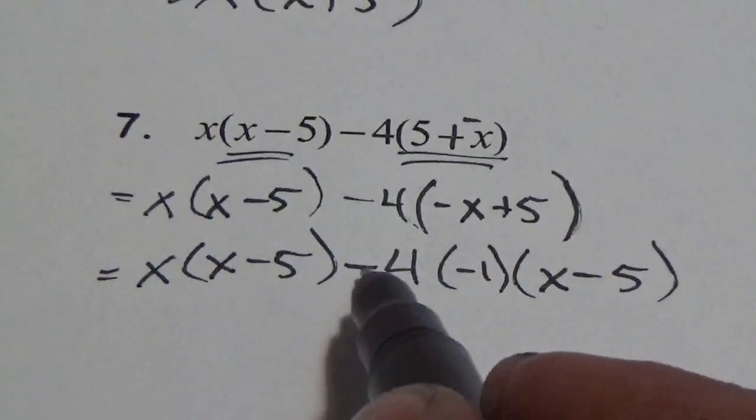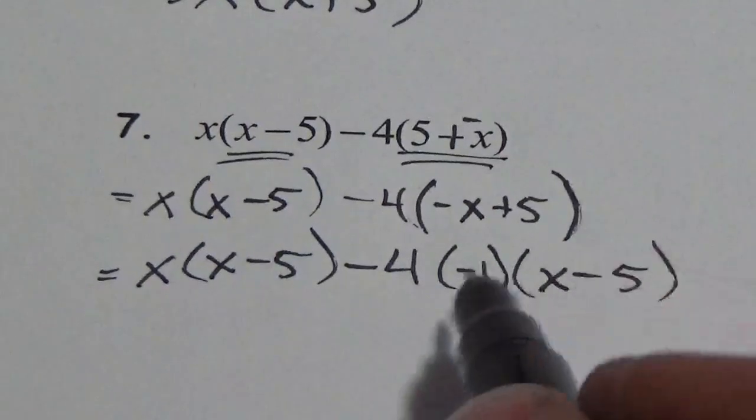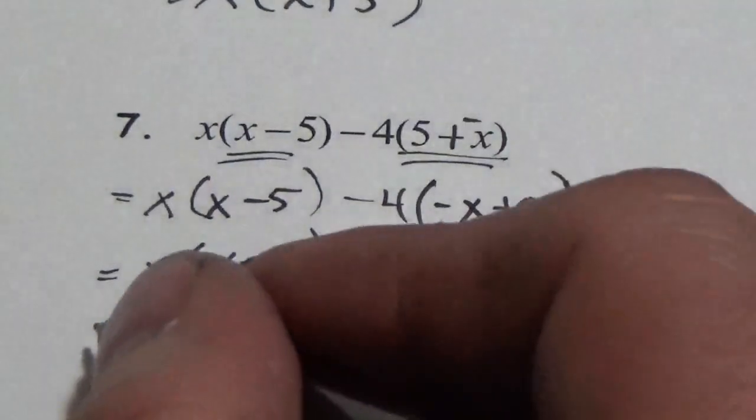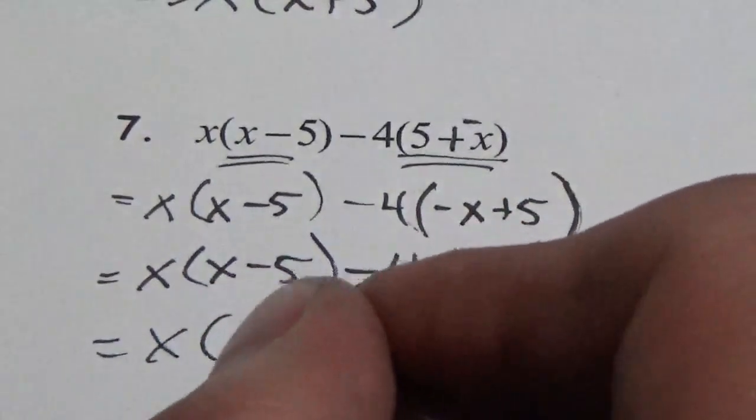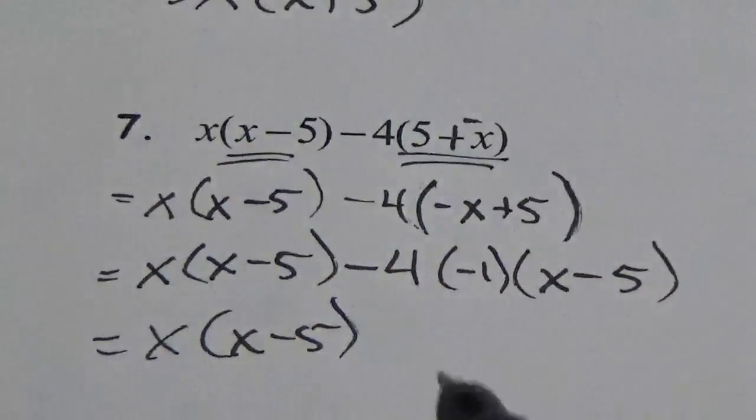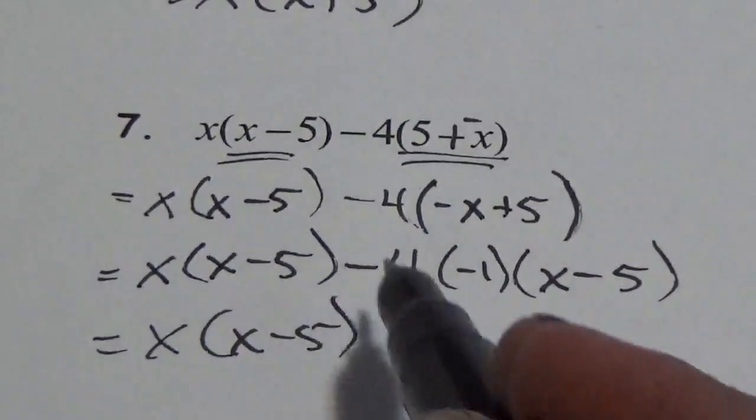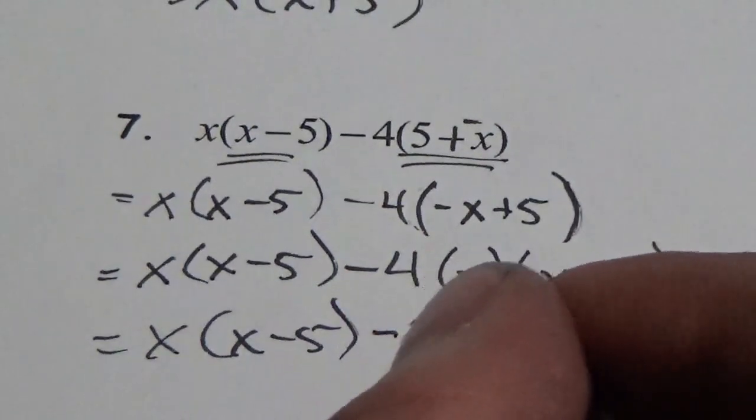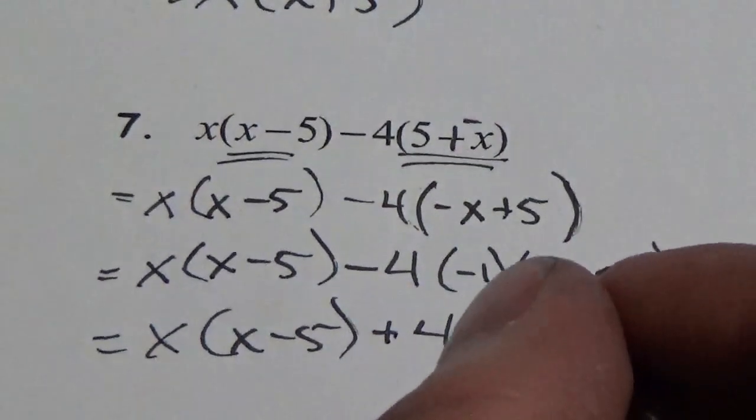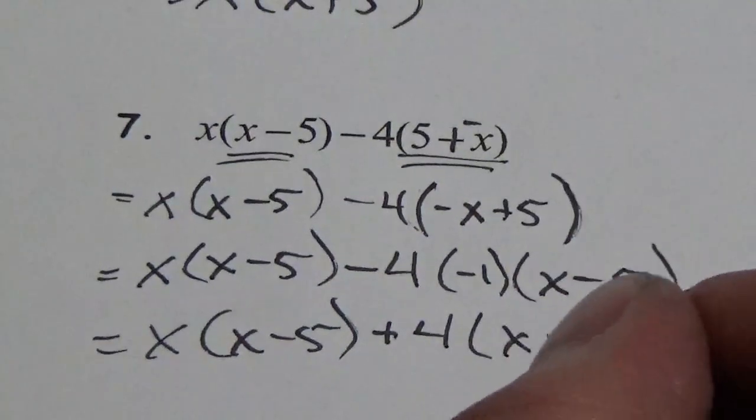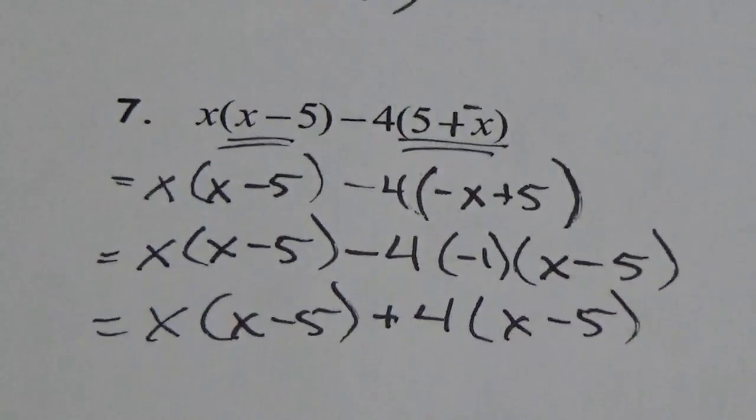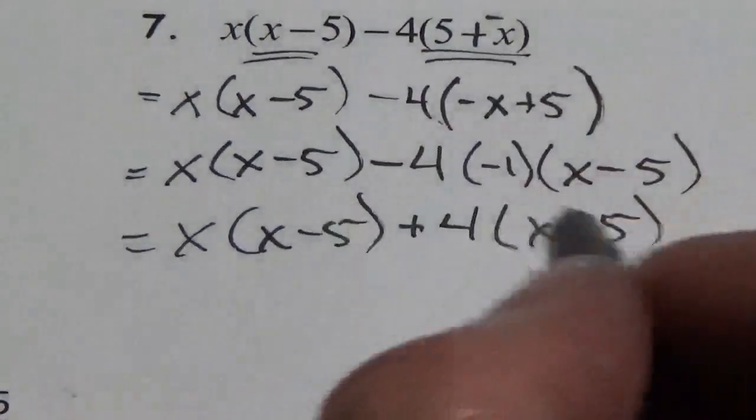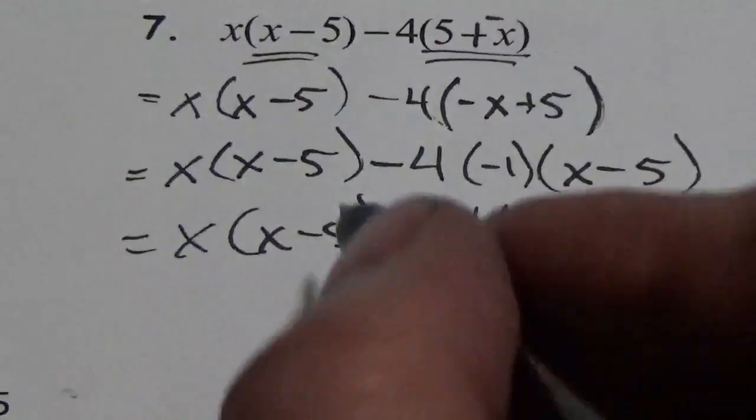This is going to be minus, now I should say it like this, order doesn't really matter when you start to multiply here, so what you end up with here is that negative right there can turn that negative into an addition. It's like subtracting a negative here. So that'll become adding 4 times x minus 5. And now that x minus 5 factor is common to both of those terms.